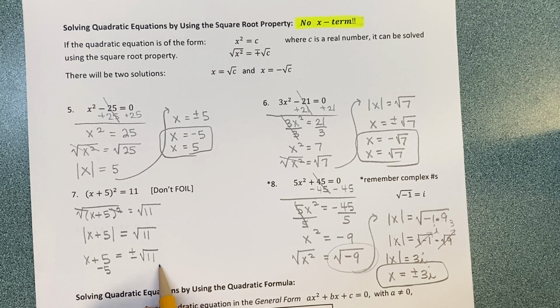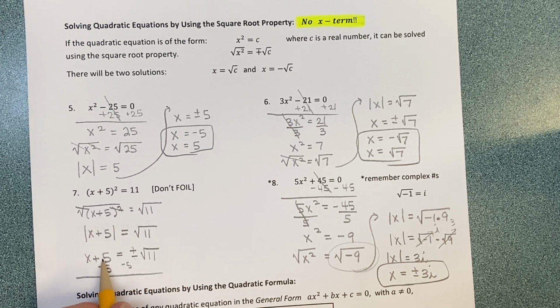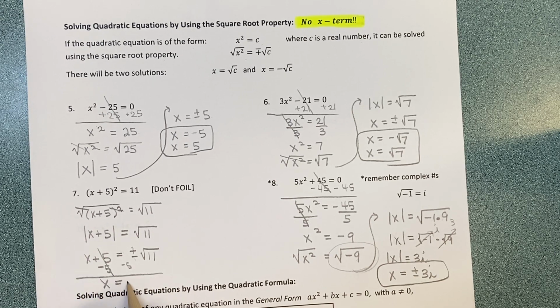No. Should I put the minus 5 behind the square root? Should I put the minus 5 up front in front of the plus minus? Well, it's kind of common practice to do that. So we're going to take that negative 5 and we're going to put it up front. Negative 5 and then the plus minus square root of 11.